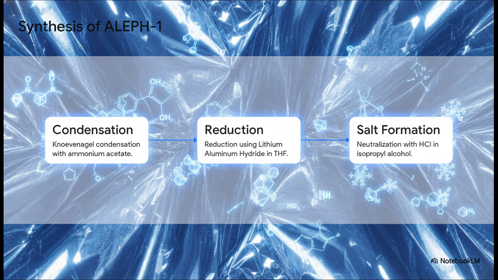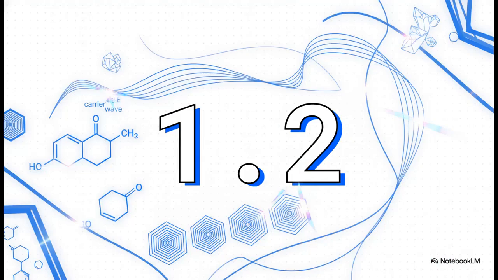Step 2 is the reduction. Here we use a powerful reducing agent, lithium aluminum hydride, or LAH for short, in an ether and THF solution that transforms our intermediate into a free base amine. And finally, step 3 is salt formation. The free base gets dissolved in warm isopropyl alcohol and neutralized with hydrochloric acid, which causes our final product to beautifully precipitate out. 1.2 grams, that's the yield, from 2.3 grams of the precursor benzaldehyde. This rigorous chemical sequence yields approximately 1.2 grams of white, crystalline Aleph1 hydrochloride salt.